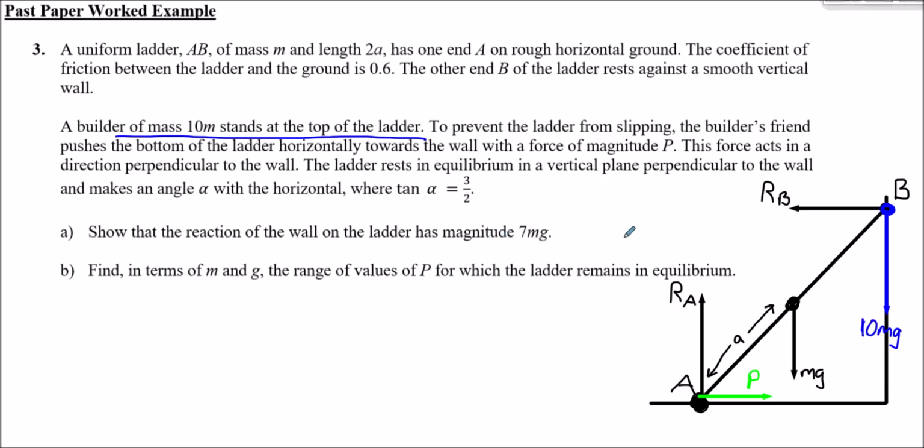The next thing we're told is that the ladder is in equilibrium and it's making an angle of alpha with a horizontal, where tan alpha is 3/2. So if I call this angle here alpha, it says tan alpha is 3/2. So I'm just going to cling to this point for just a moment. So tan alpha is 3/2.